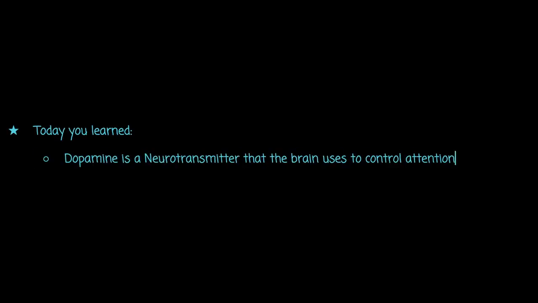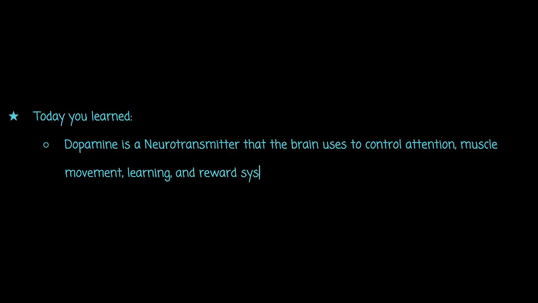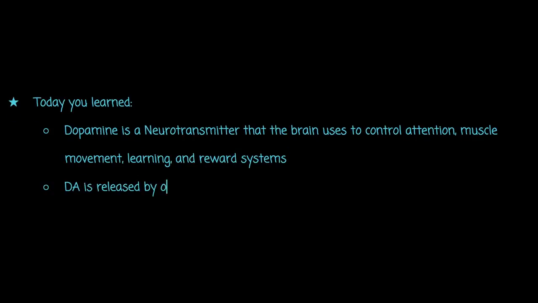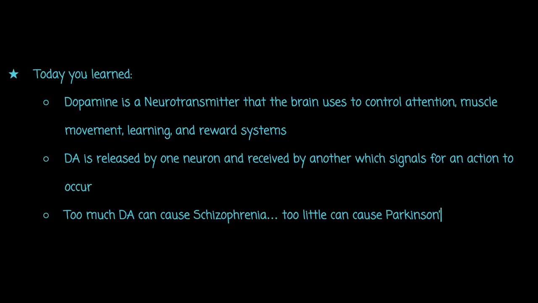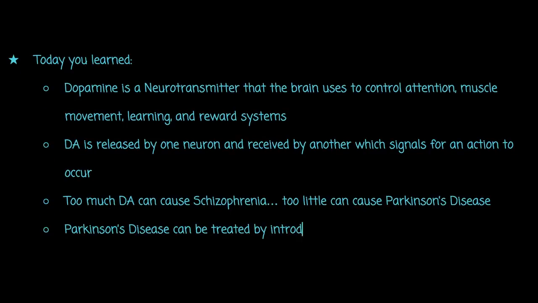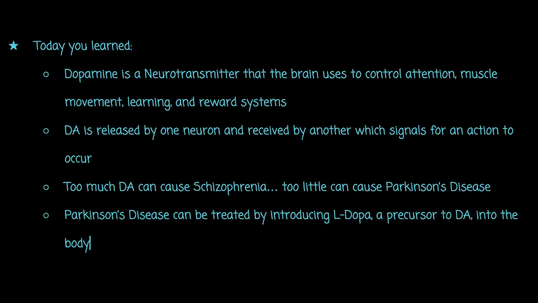What have we learned about dopamine? Today you learned that dopamine is a neurotransmitter that the brain uses to control attention, muscle movement, learning, and reward systems. Dopamine is released by one neuron and received by another, which signals for an action to occur. Too much dopamine can cause schizophrenia, and too little can cause Parkinson's. And Parkinson's can be treated by introducing L-DOPA, a precursor to dopamine, into the body through medication.